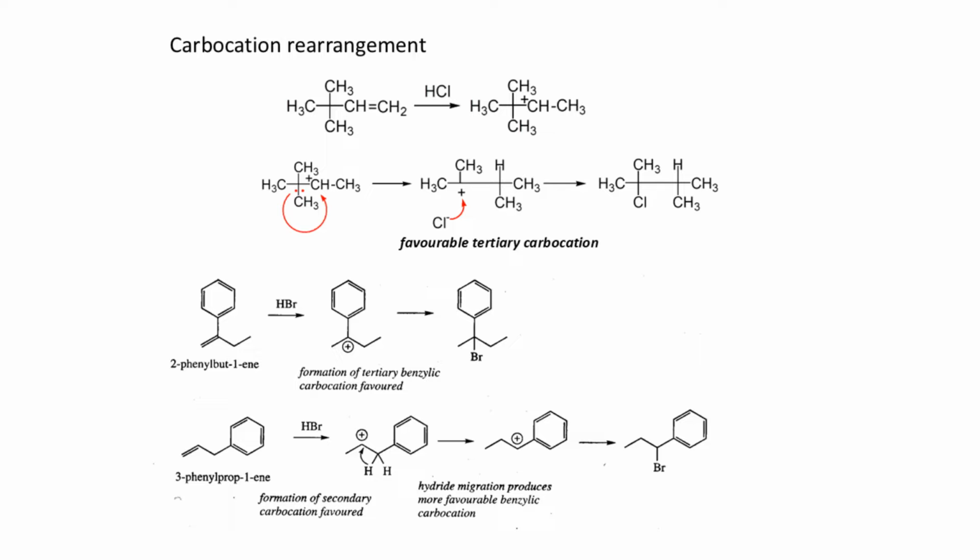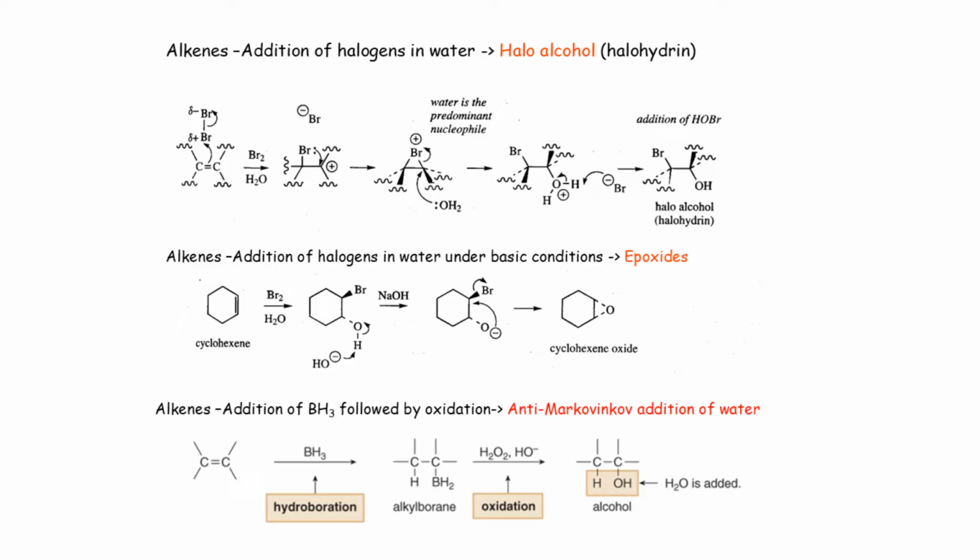product. Carbocation rearrangement is a key concept in organic chemistry, where a carbocation shifts to a more stable position. This slide illustrates the formation of a favorable tertiary carbocation and the subsequent reactions involving 2-phenylbut-1-ene and 3-phenylprop-1-ene. Alkenes can undergo various addition reactions.